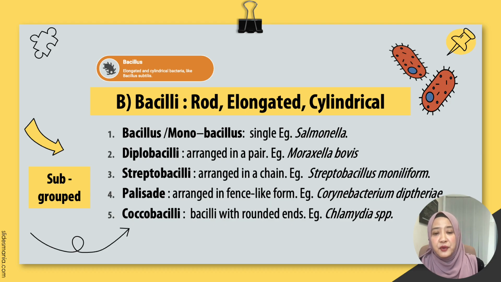Example of this is Salmonella typhi. You've got Moraxella bovis, which is essentially a diplobacillus because they are bacilli that are arranged in a pair. Then we've got a group of organisms called Streptobacillus moniliformis, which are your streptobacilli, which means that your bacilli are arranged in a chain. Then we've got Corynebacterium diphtheriae, which causes diphtheria, which are essentially palisades because the arrangement of the bacilli is in the form of a fence. And lastly, we've got coccobacilli, such as Chlamydia trachomatis, which are essentially bacilli, but they have a rounded end.